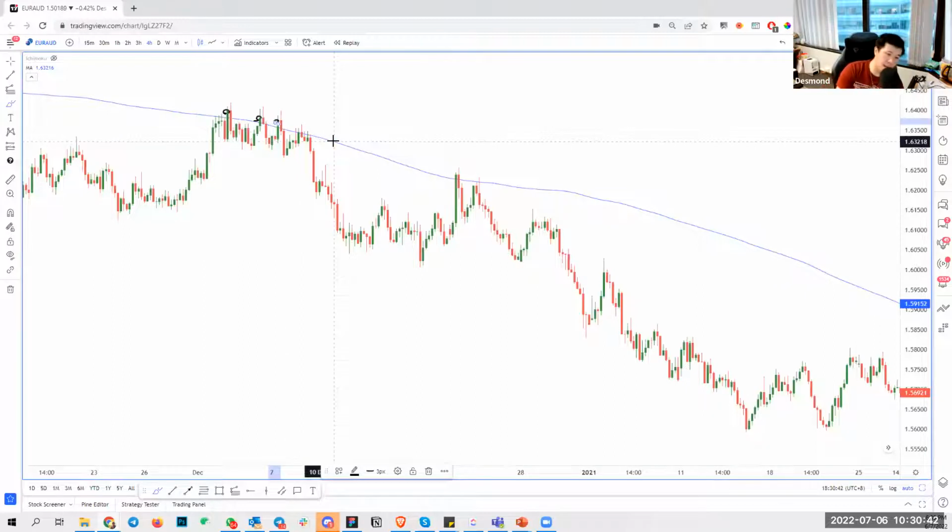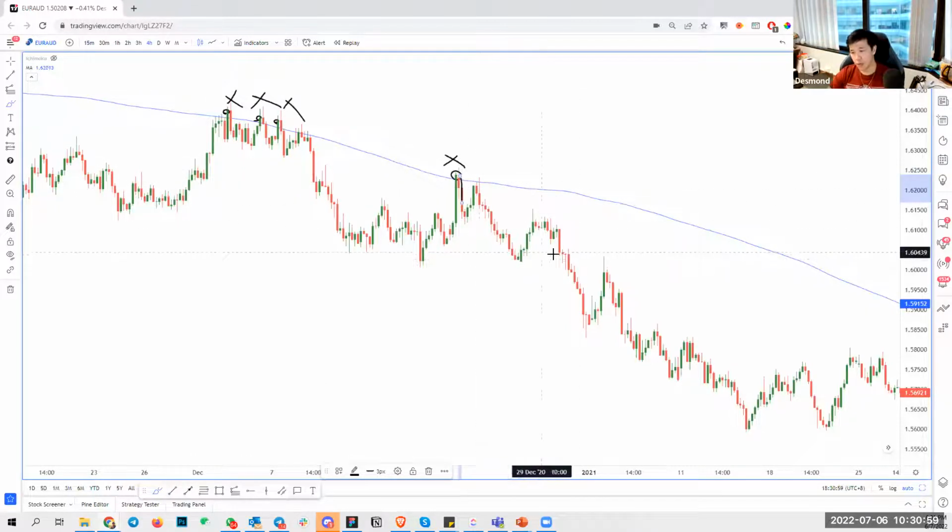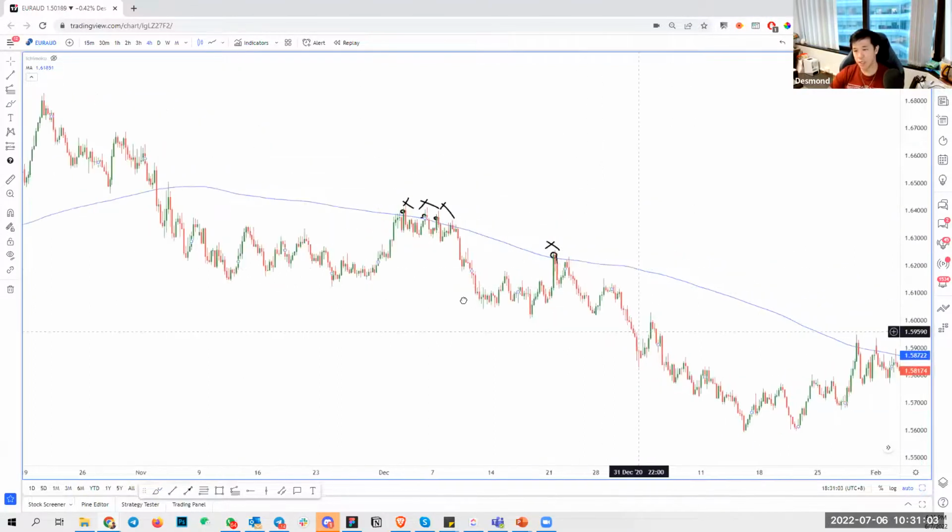If you were using a close above the moving average as your indication to get out of a trade, man, you would be in for a tough time, right? You will have closed out the trade here once, closed out the trade here twice, closed out the trade here 3 times, closed out the trade here 4 times, because each time price closed over the moving average before dropping down, correct?